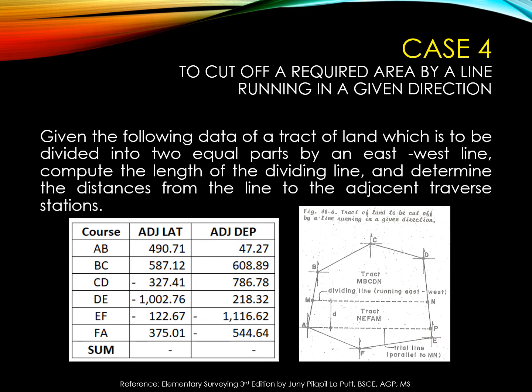For this case, number 4, to cut off a required area by a line running in a given direction. Given the following data of a tract of land, which has to be divided into two equal parts by an east-west line, compute the length of the dividing line and determine the distances from the line to the adjacent traverse station. This is a bit complicated, but we can do it.